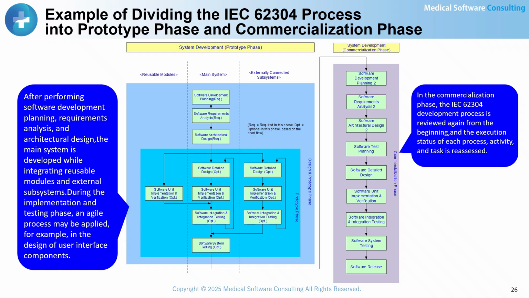During the prototype examination phase, agile methods may be applied for areas such as user interface design, and iterative processes may be used for software items that require experimental verification. Once the prototype system has been verified, the project enters the commercialization phase. Here, the IEC 62304 development process is reviewed again from the beginning, and the execution of each process, activity, and task is reassessed.